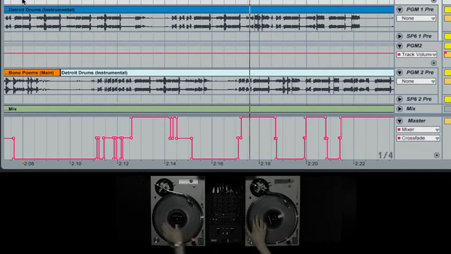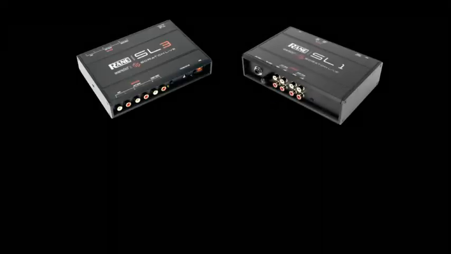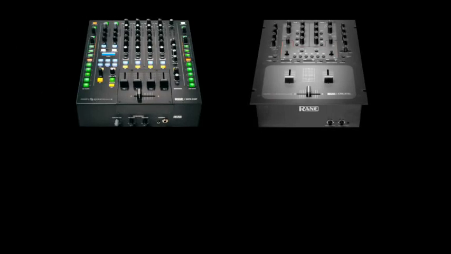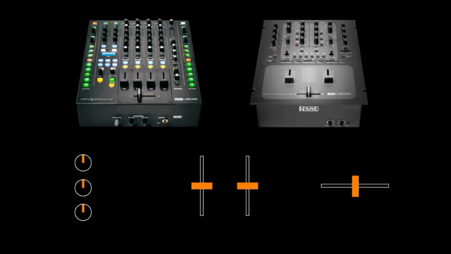What is recorded depends on what hardware you own. With an SL1 or SL3, you'll get song name and placement. With a TTM57 or TTM68, you'll also record EQ, upfaders, and crossfader movement.